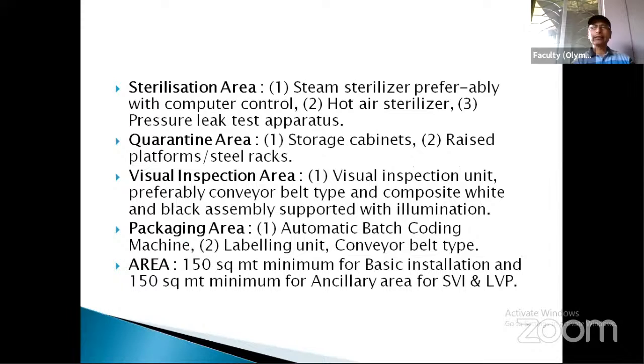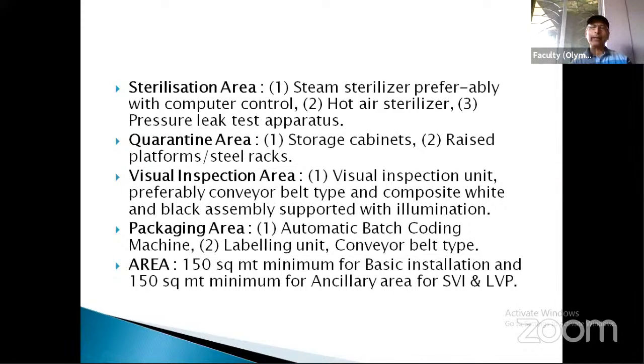In the quarantine area, there will be storage cabinets. There will be raised platforms or steel racks to keep your raw material or finished goods properly. In the visual inspection area, you have to visually inspect each and every unit passing through the conveyor belt, and white and black assembly illumination lamps will be there, such that they assist you to visually check the containers for any foreign material or any other particles.